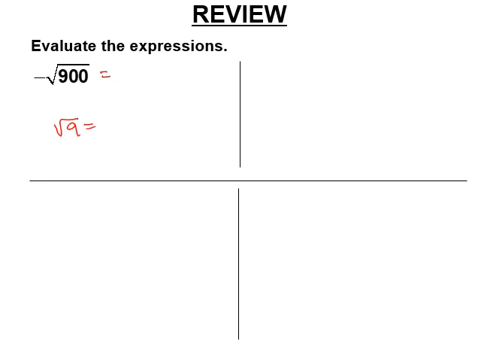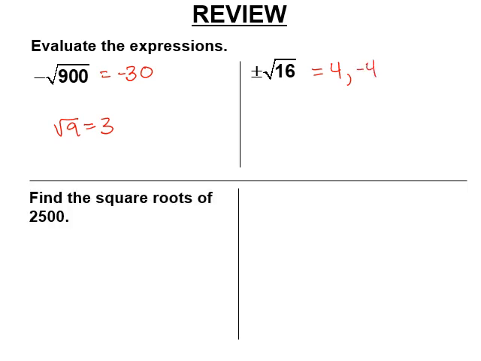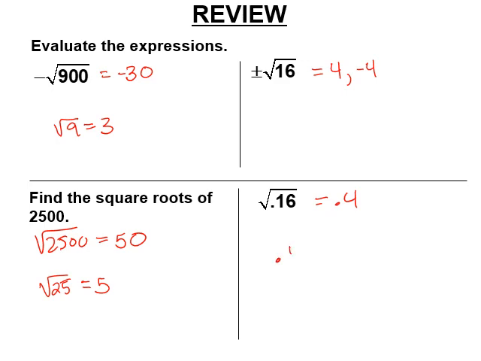You know the square root of 9, you know the square root of 900, but this is negative 30. In either order, if you're unsure of any square root, you can always check your work.